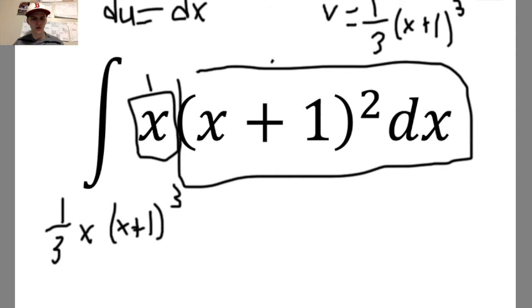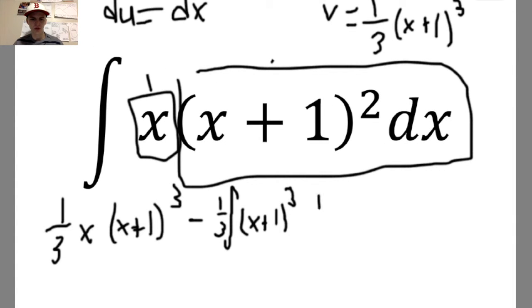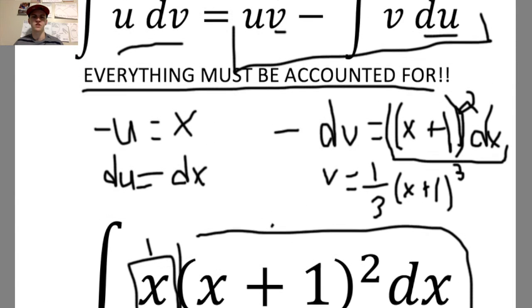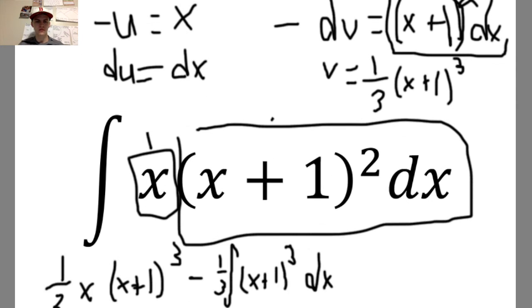So v is 1/3 x plus 1 cubed. I'm just going to take out the constant right here so that we don't have to worry about it. So I'm just pulling that out. Let me write out the rest of v, which is x plus 1 cubed. And let's see what else we have to put in there. We have to put in du, and du is just dx. So this is really just plug and chug. You shouldn't have to think about it. Beyond finding these variables, you just have to memorize this equation and put them in there.